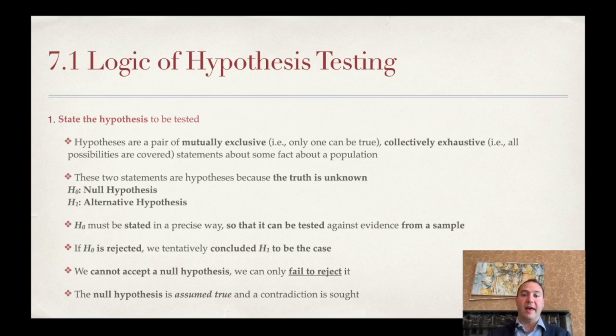So because of that, what we say is we fail to reject the null hypothesis. We're not saying that it's true, but we can assume that it's true because we have no other information. That's why we say the null hypothesis is assumed true and a contradiction is sought.